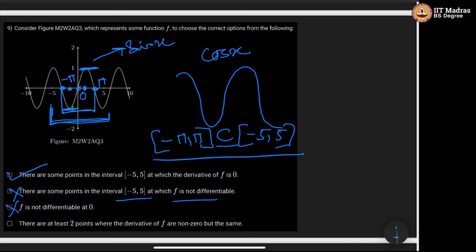And we know that cos function is a 2 pi periodic function, so it will again repeat after a 2 pi cycle, right? So when it crosses the boundary minus pi to pi, it will start repeating the values. Okay, so we will definitely get at least 2 points where the derivative will be same.